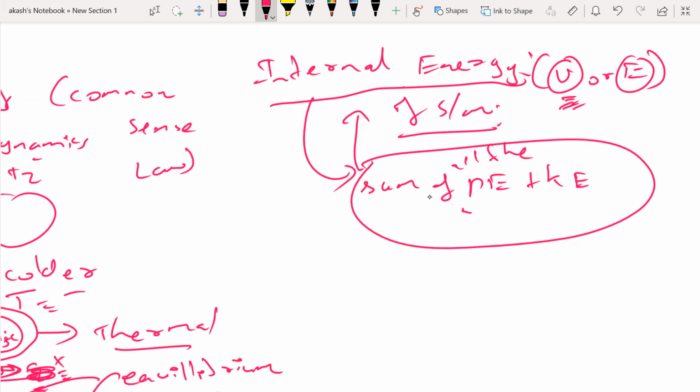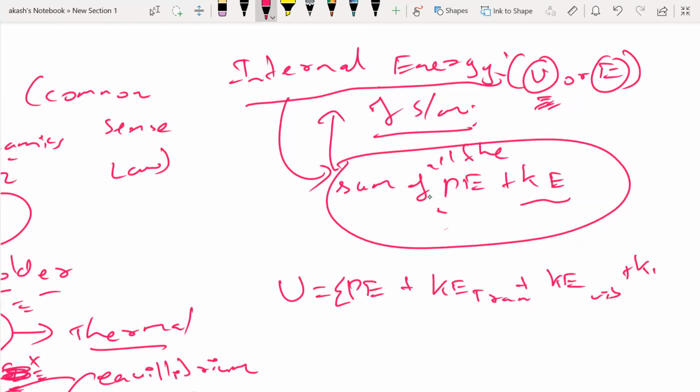Okay, so internal energy is nothing but the sum of all the potential energies and kinetic energies produced by the molecules. So I can write it like this: internal energy U is equal to the total potential energy, sigma potential energy, plus kinetic energy due to translatory motion, plus kinetic energy due to vibrational motion, plus kinetic energy due to rotational motion. And you have to do this for all the molecules, right?